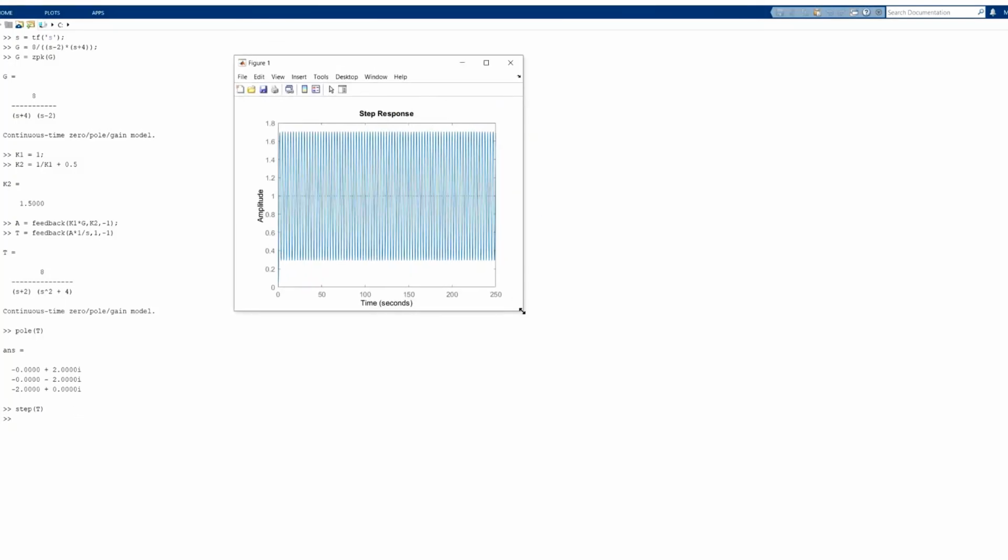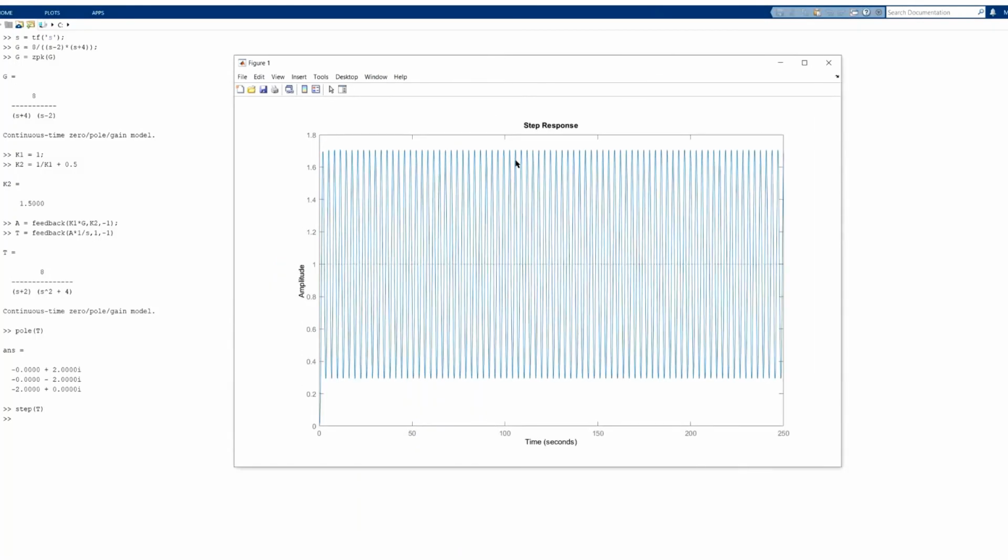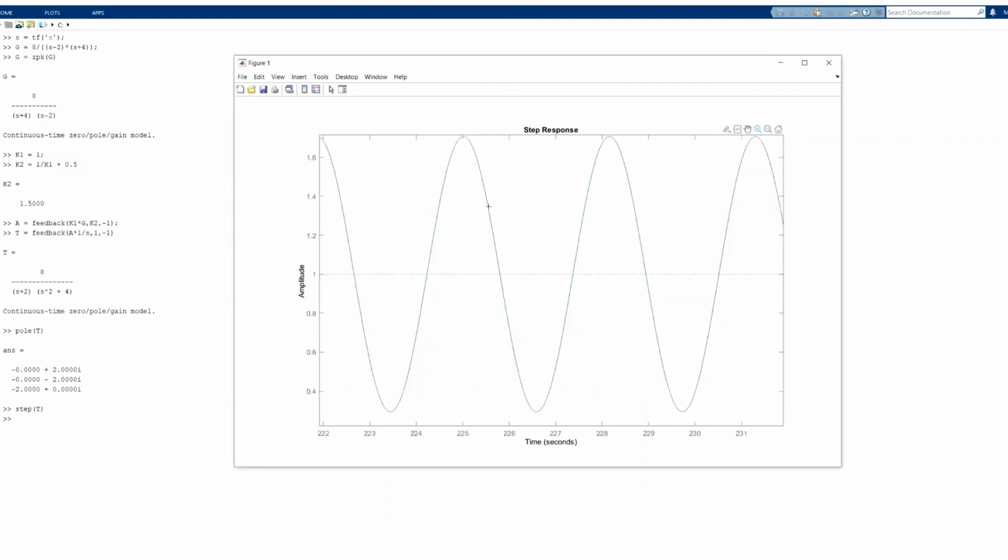Now let's make this larger. And I can now zoom in on this part, for example. I have now the situation, and I have indeed sustained oscillation, as you can see. So this will produce a marginally stable system.